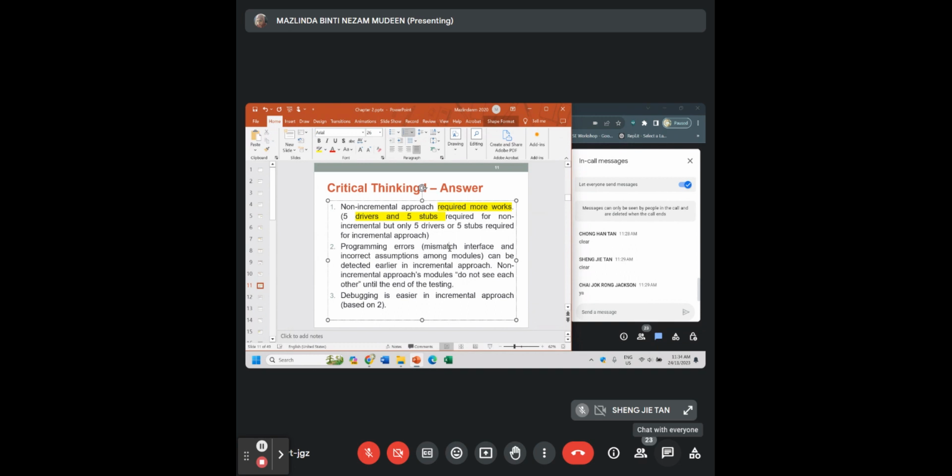So if the coding is not completed, the more we are going to create dummy code to act as a driver, to call the lower level code, and to act as the stub, which replaces the lower level to be called by the higher level module. So for the non-incremental approach, we need both of them.